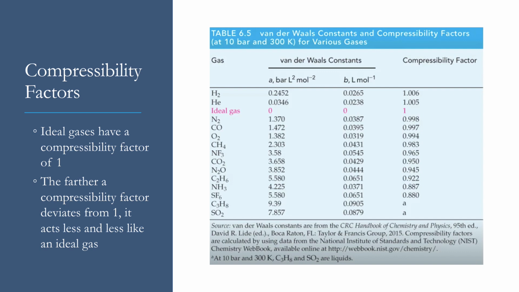For example, when looking at figure 6.5 from the textbook, we can see that the compressibility factors of nitrogen gas and carbon monoxide are 0.998 and 0.997, respectively, which are very close to 1, so they act very similarly to ideal gases. And looking at the bottom of the chart, SF6, also known as sulfur hexafluoride, is the farthest away from 1, at 0.880, so it is the least likely to behave like an ideal gas.